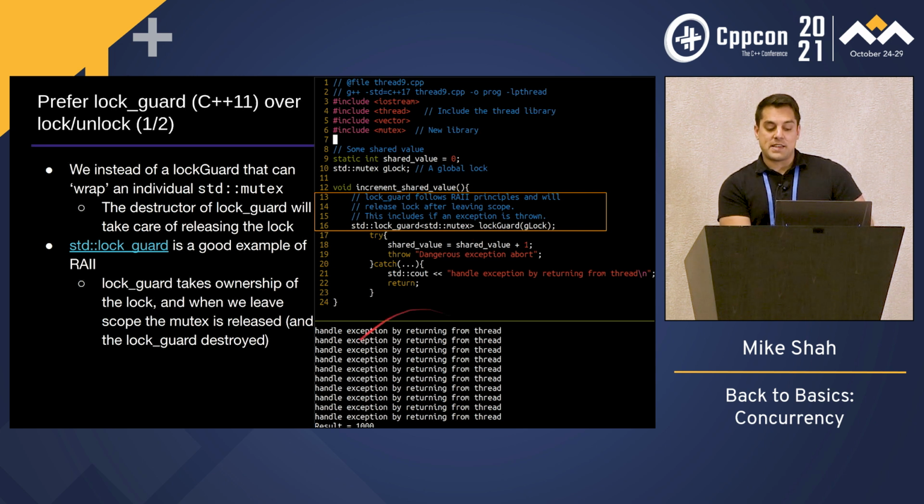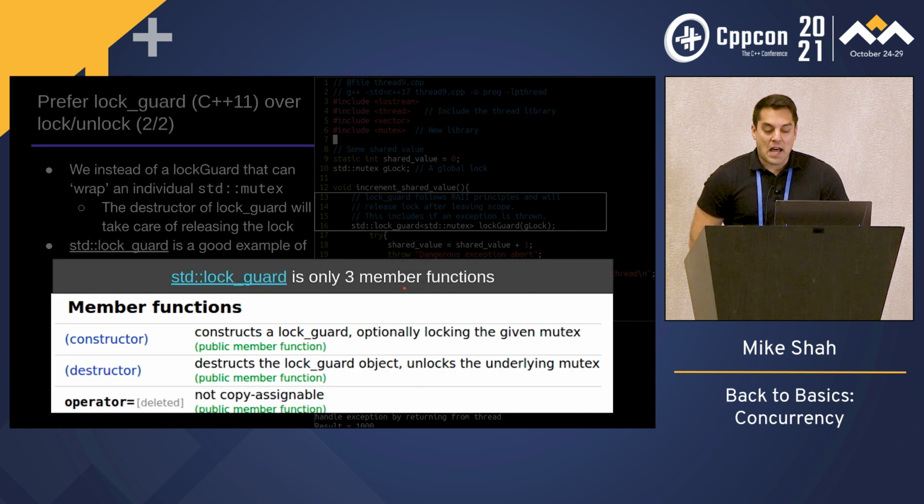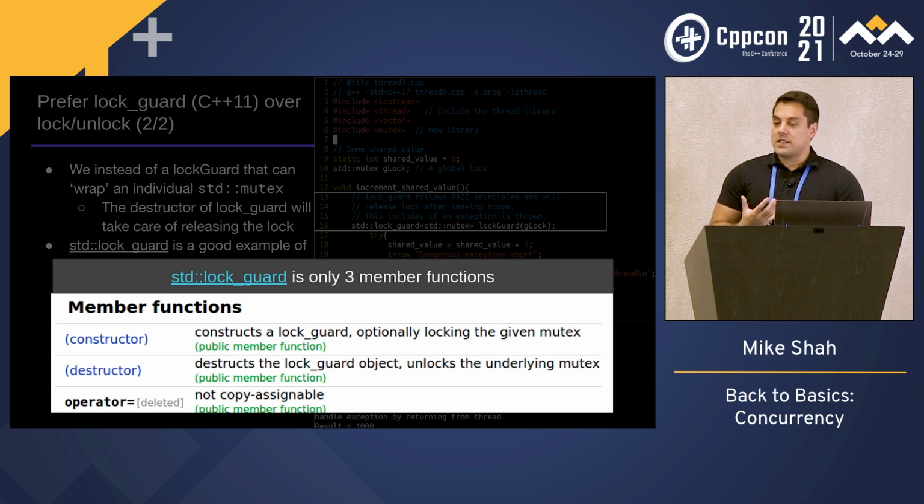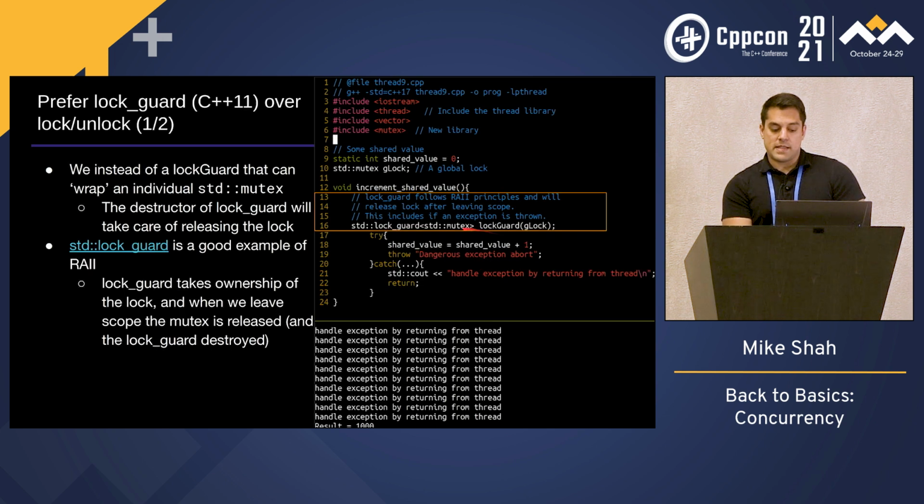Okay, so you'll actually see in the run of the program, every time it throws the exception, but we still eventually get our value here. So that works. So lockguard itself is relatively simple. It's got a constructor, a destructor, and then a not copy assignable. So basically this is taking advantage of resource acquisition is initialization, or RAII, which you'll hear that term, right? This is going to construct, take ownership, and when it's destroyed, we will leave the scope here.